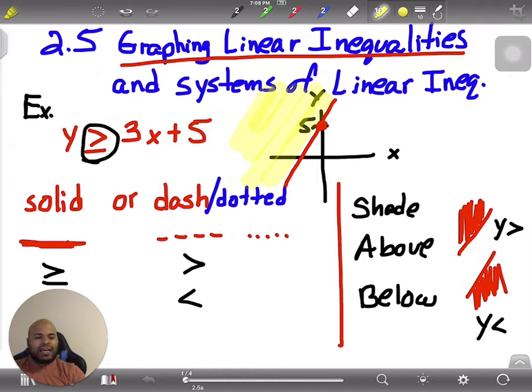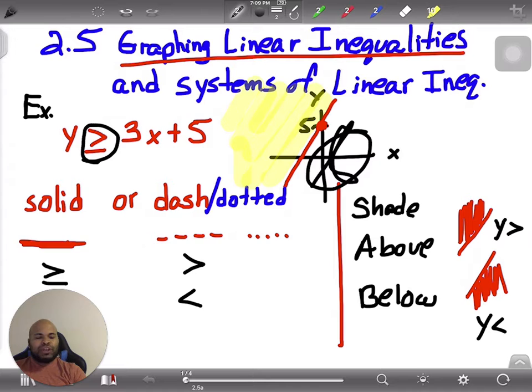And I'm going to use the highlighter so that you can see that every single point above the line is a solution, including the points on the line. All those are solutions because it says greater than or equal to. None of the points down here, none of the points in this region of the graph, are solutions because that is not shaded.